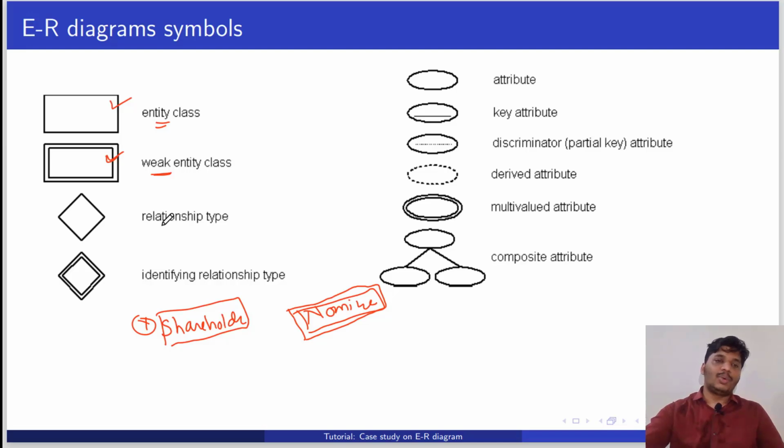Now what is a relationship type? We already discussed this. A relationship is represented by a diamond shape, and an identifying relationship is represented by a double diamond shape.